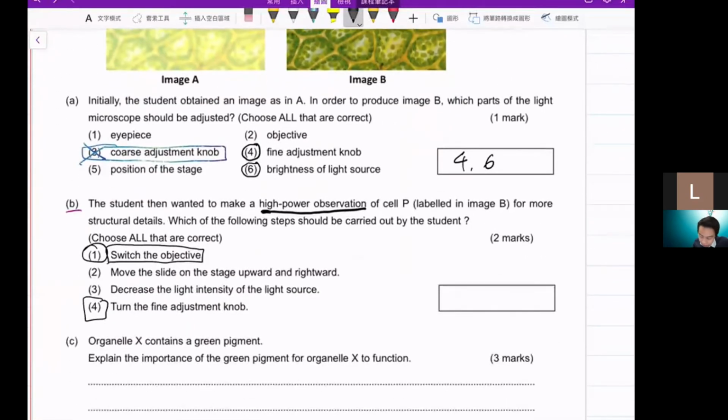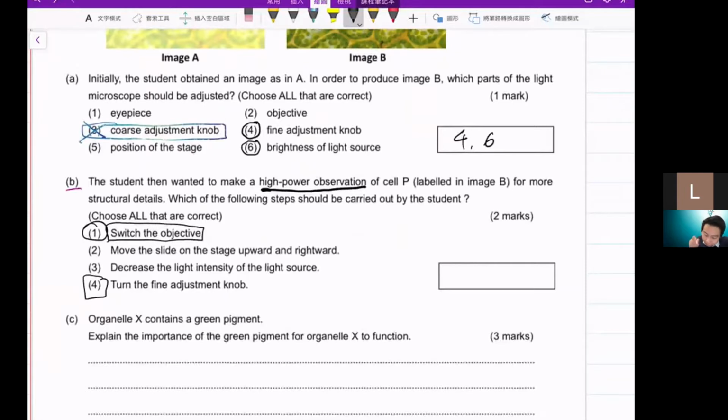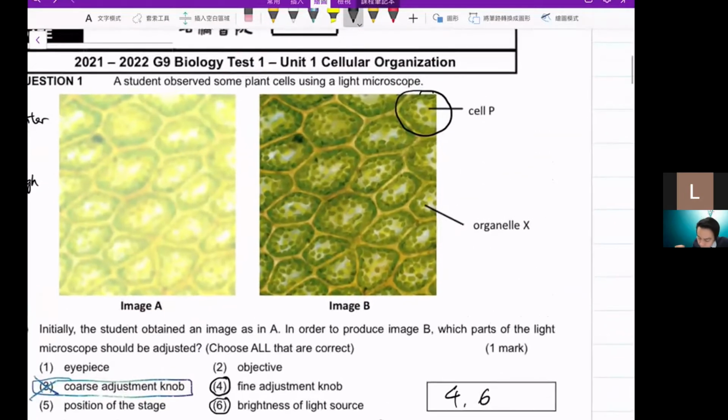All right, for question B. So there are 2 criteria. First, the student wants to observe the cell again, but with a higher power. Furthermore, he only wants to observe cell P. Okay, so in order to observe cell P, let us look at image P first. So what he needs to do is adjust cell P to the center of the view.